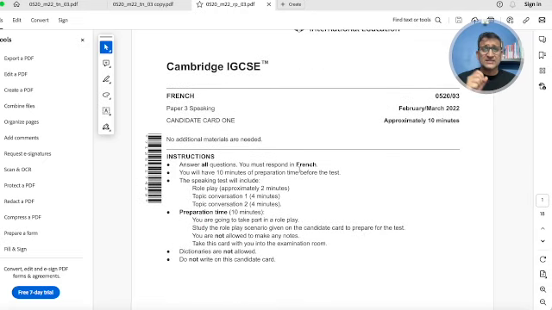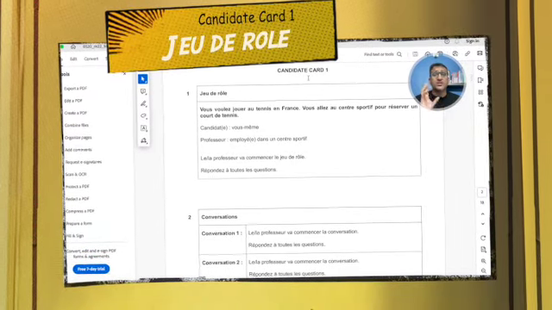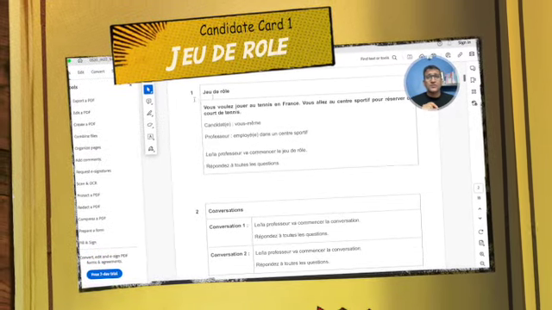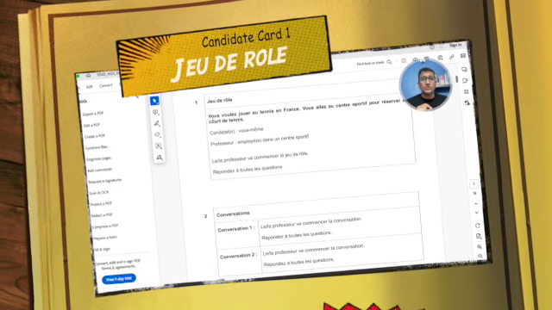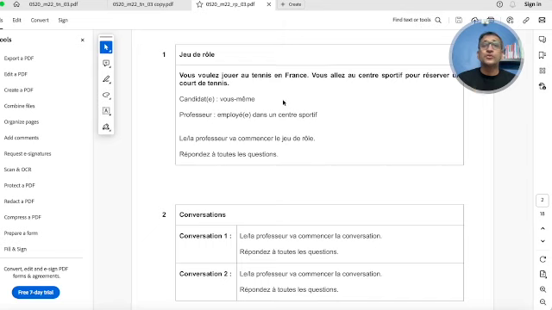See, this is how the card looks. So this is card 1, where it is written like that. Candidate card 1. You know where it is written. You have the role and you have one scenario with you. And then it's written candidat vous-même. Vous-même means you yourself are the candidate. Then professeur, employé dans un centre sportif, is the employee in a sports center. So you need to understand the role play in an effective manner to handle this particular section, which is the first section of your speaking exam.